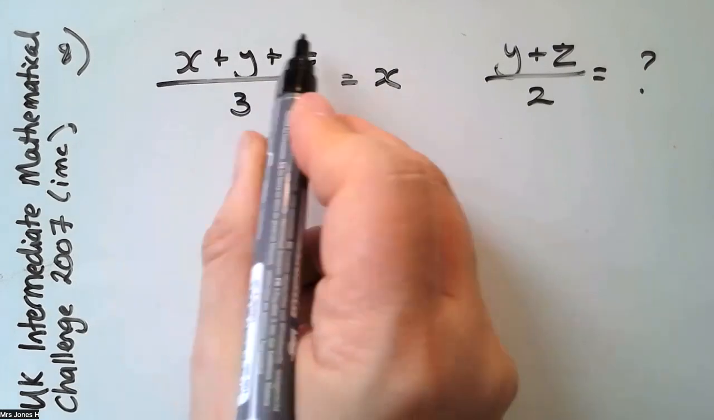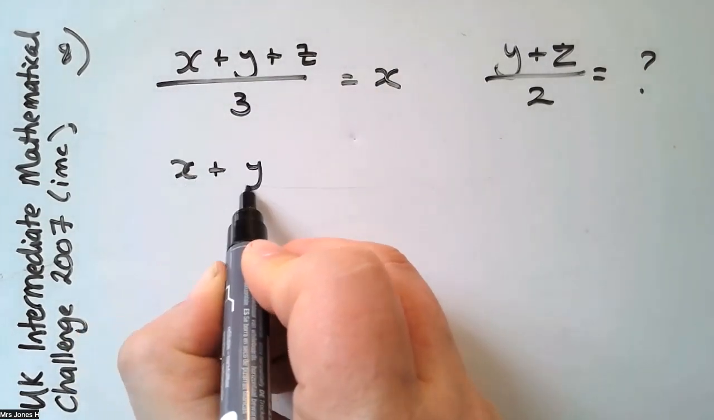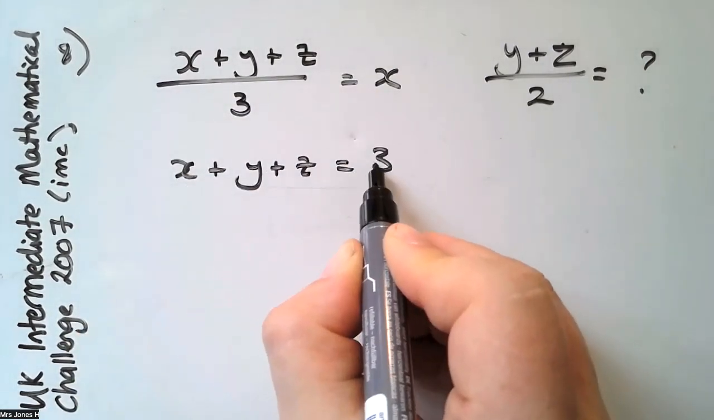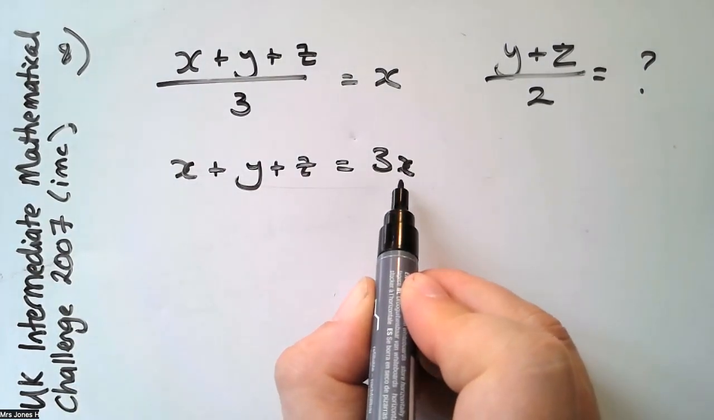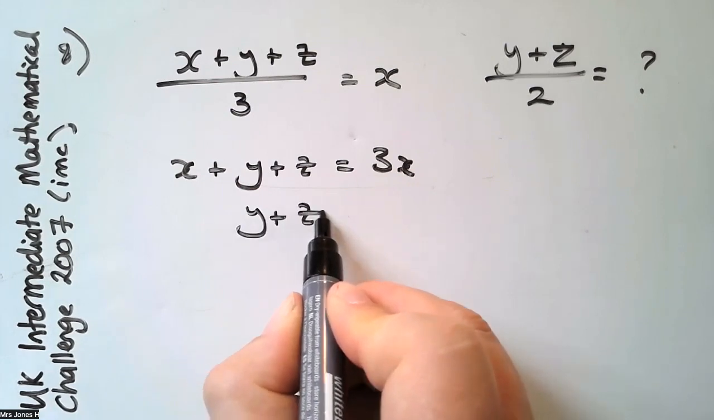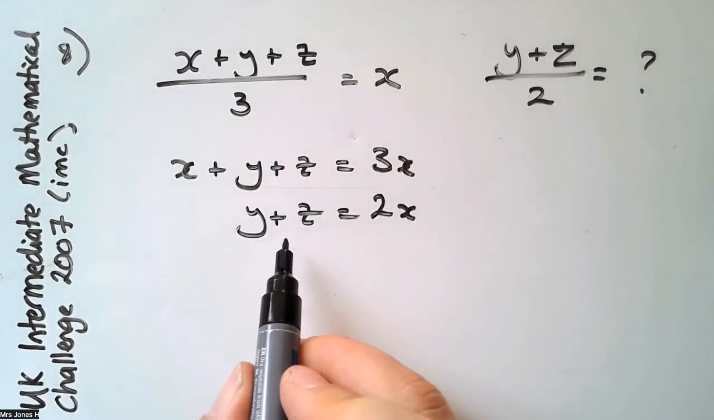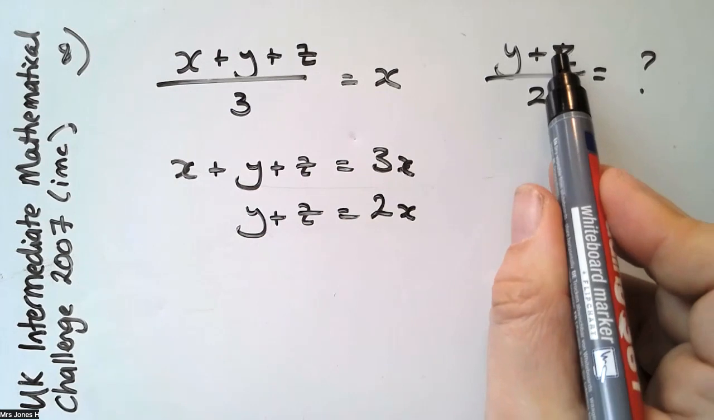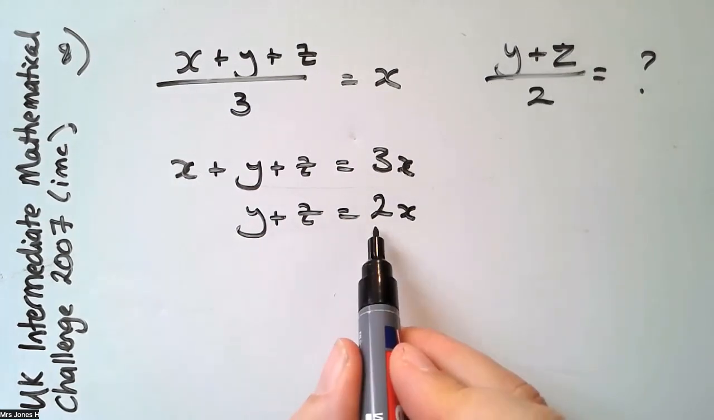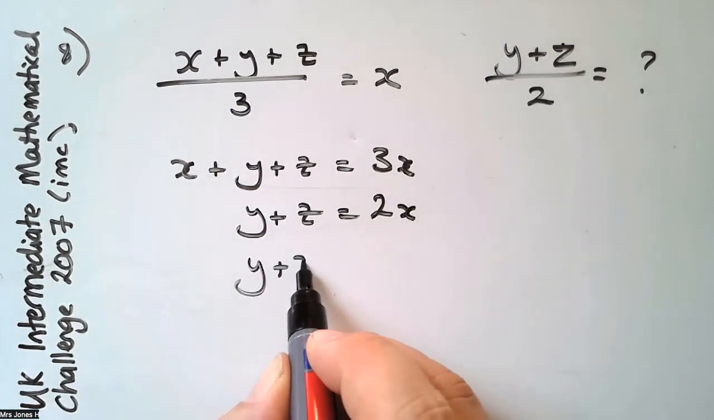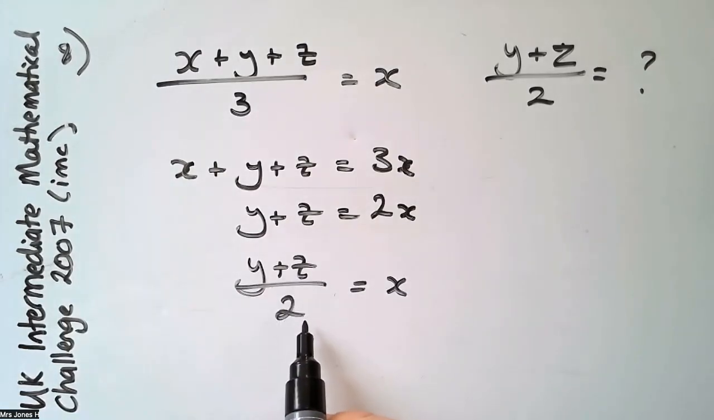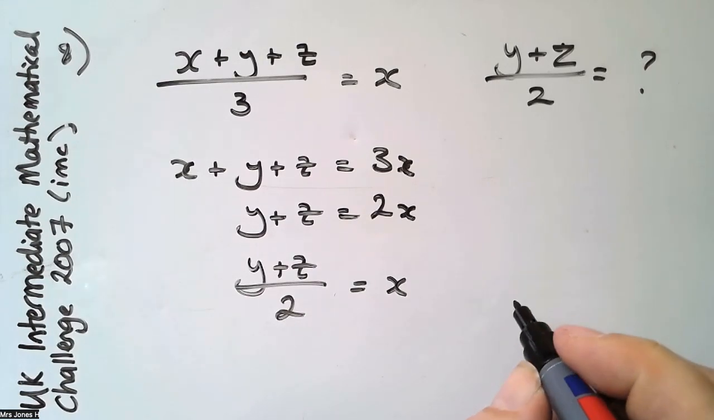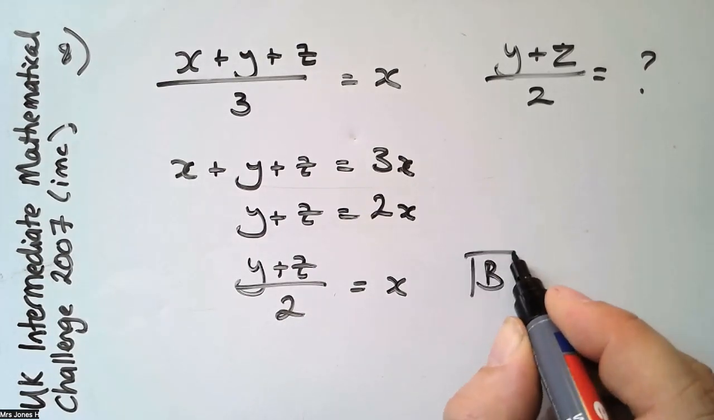So I'm going to rearrange this, and then going to get all of my x's together. And then can you see we're starting to get something that looks like this? So I'm going to divide both sides by that 2. And then y plus z divided by 2 is x. This is then our answer, which is B.